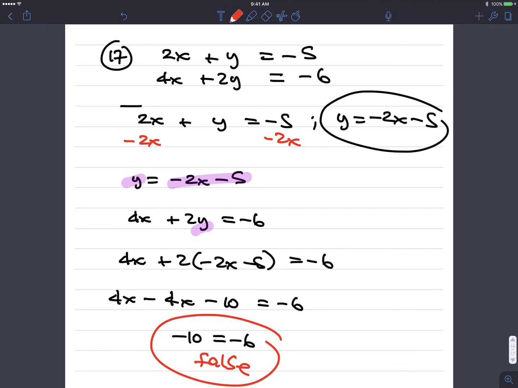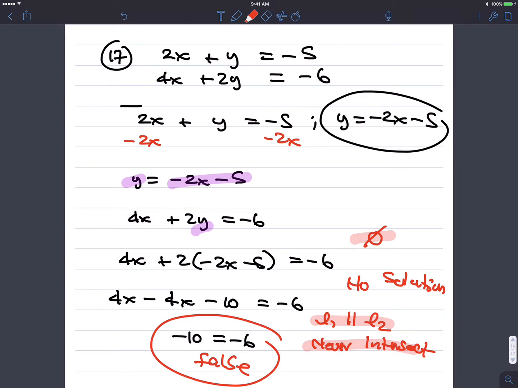This means that there is no solution. My lines are parallel and they never intersect. The solution set is empty. So these are all the things that you'll see in back of the book. Solution set is empty because lines are parallel, they never intersect, therefore there's no intersection point, there's no solution. This happens when you have a false statement because negative 10 simply does not equal negative 6.